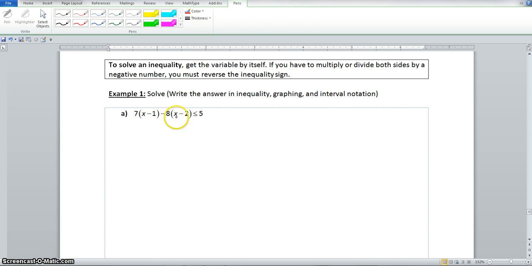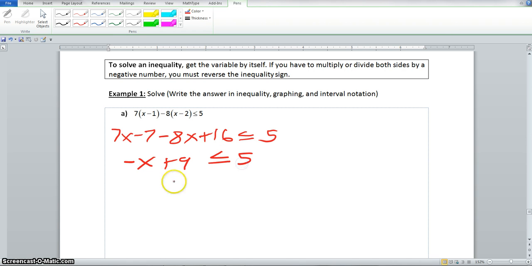So first of all, we need to distribute these parentheses. So we have 7x minus 7. This would be a negative 8x or minus 8x plus 16. It's less than or equal to 5. 7x minus 8x will give us a negative x. Negative 7 plus 16 will give us a positive 9. And that's less than or equal to 5.